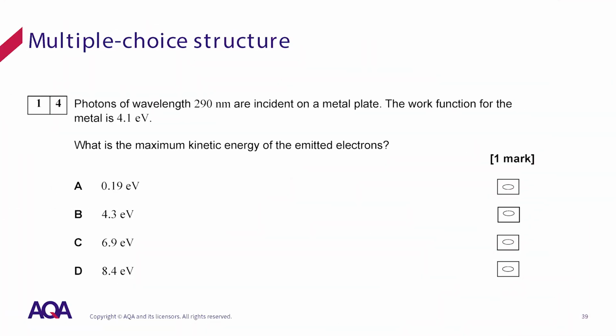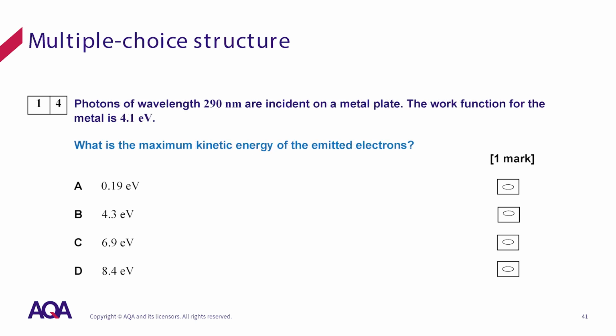Items in multiple choice testing have a stem, a question, a series of possible answers, the responses, which must be unambiguously correct or incorrect, and there's only one correct response, known as the key. The incorrect responses are known as the distractors. In AQA physics, there are always 3 distractors and 1 key.